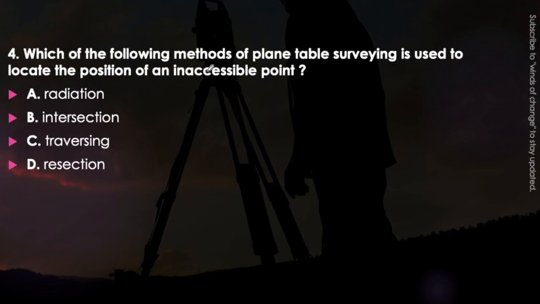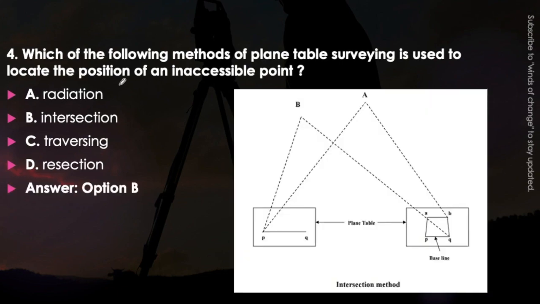Next question. Which of the following methods of plane table surveying is used to locate the position of an inaccessible point? Radiation, intersection, traversing or resection? Just think about it. The answer will be option B, that is intersection method. Through the intersection method, we are able to find out the position of the inaccessible point by shifting the plane table to 2 points and finding out the intersection so that we can obtain another point.